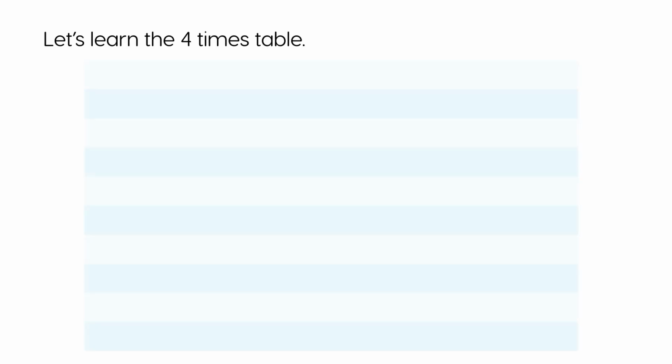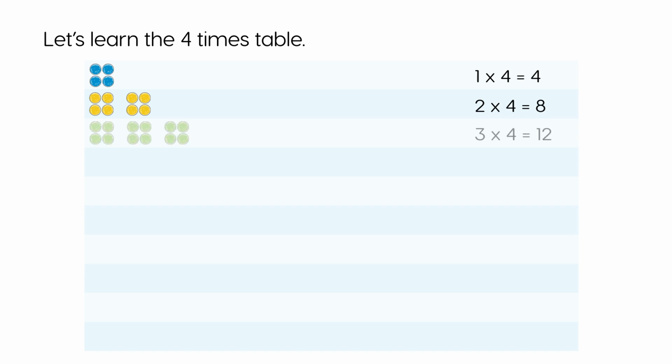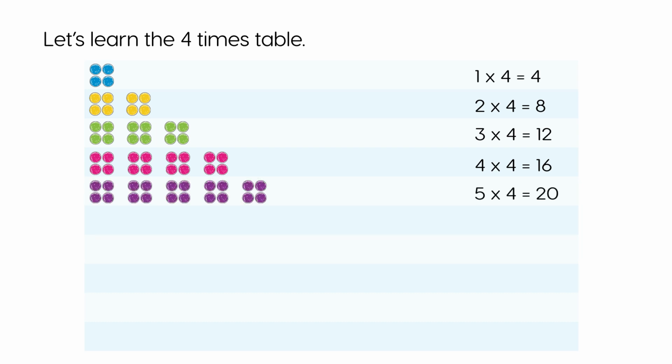Let's learn the 4 times tables. 1 times 4 is 4. 2 times 4 is 8. 3 times 4 is 12. 4 times 4 is 16. 5 times 4 is 20.